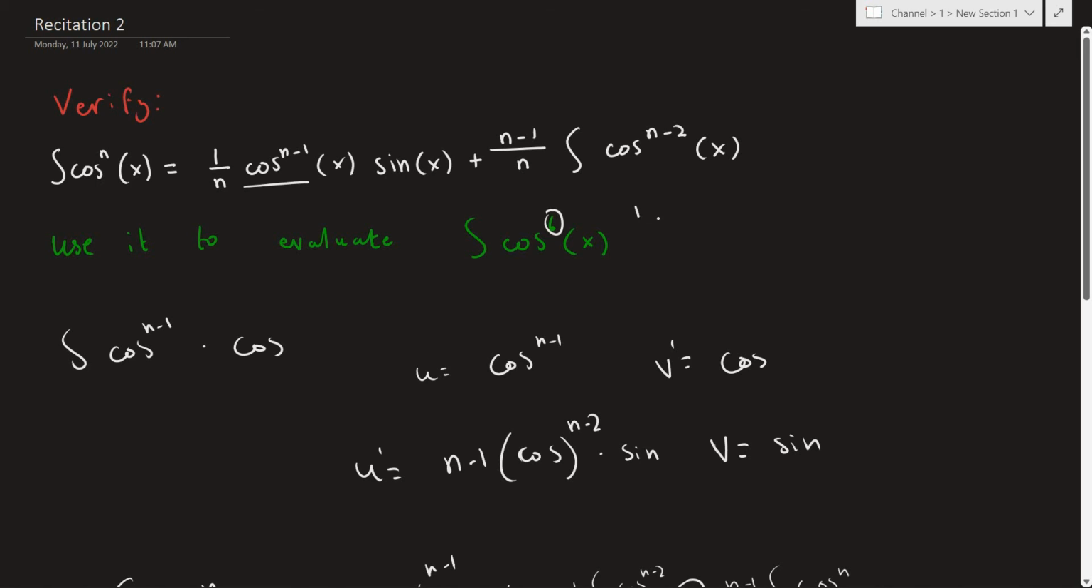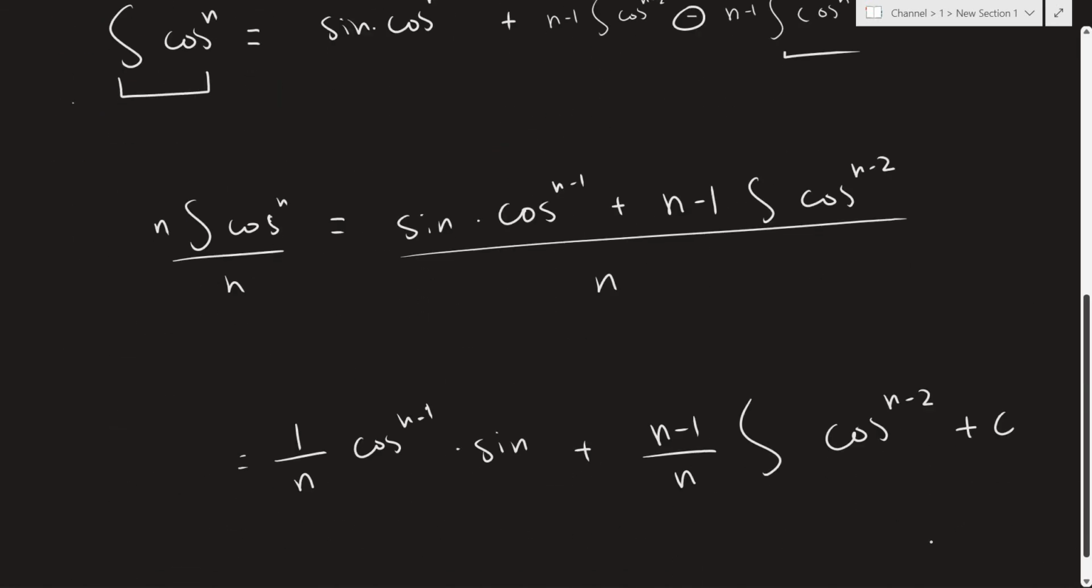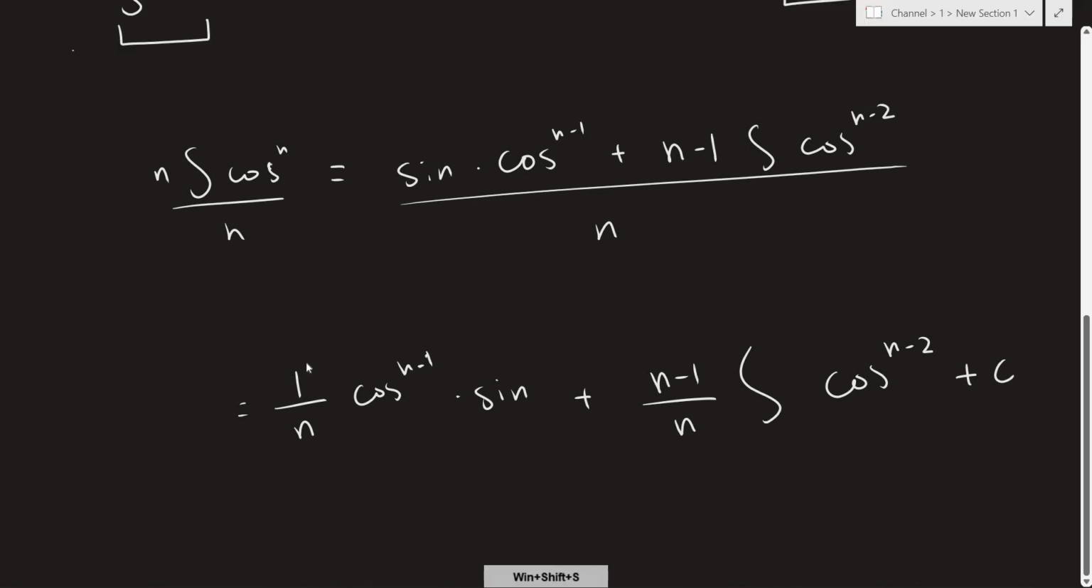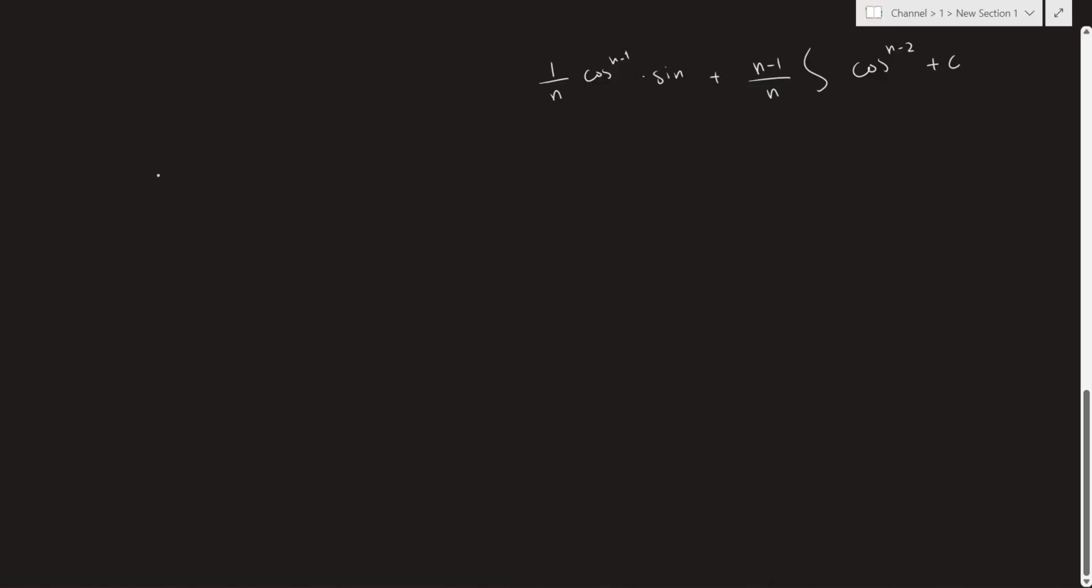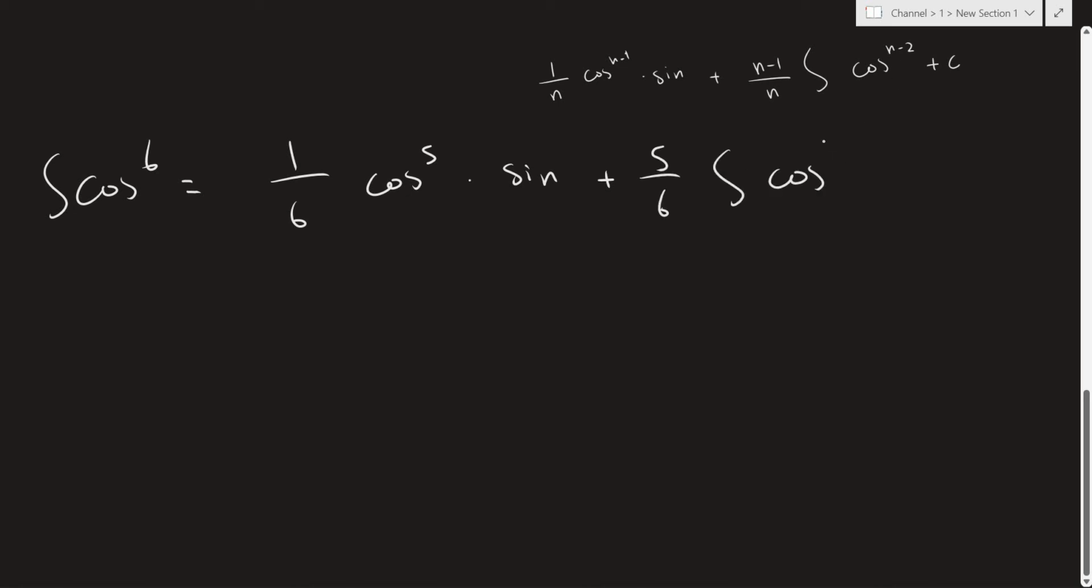So we have 6 as n. They chose cosine power 6, so n is equal to 6. Okay, so let's do this. I'm just going to replace here. I'm going to copy this and make it smaller. Okay, so let's replace. We have cosine power 6, so it's going to be 1 over 6 cosine^(6-1), which is cosine power 5, times sine, plus n minus 1, which is 6 minus 1, 5, over n, 6, times the integral of cosine^(n-2), which is 4, plus c.